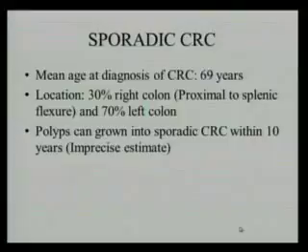The average age of diagnosis is around 69 years old. 30% are located in the right colon, which is proximal to the splenic flexure, and 70% in the left colon. How fast can the polyps grow into cancer? On average, within 10 years.